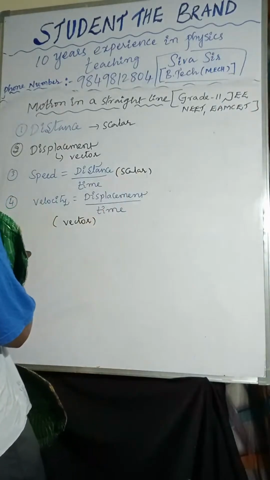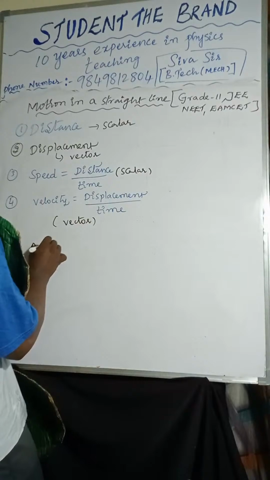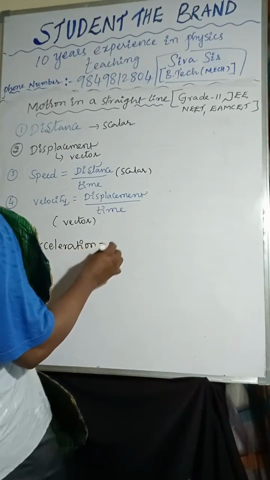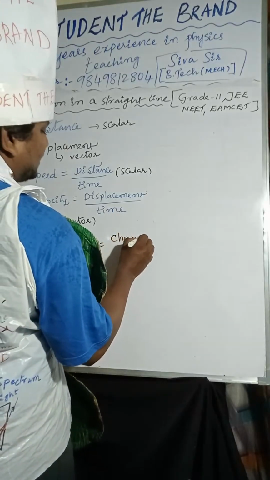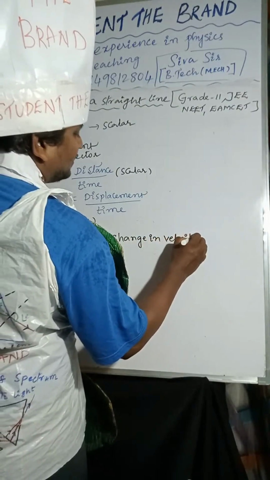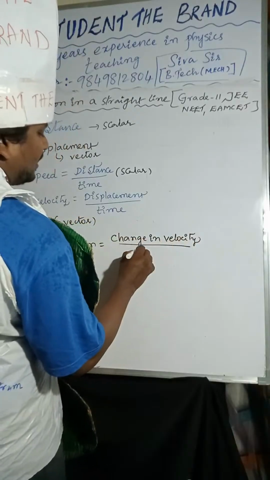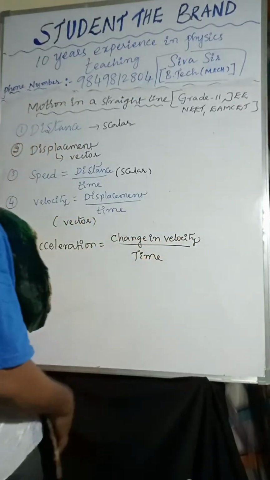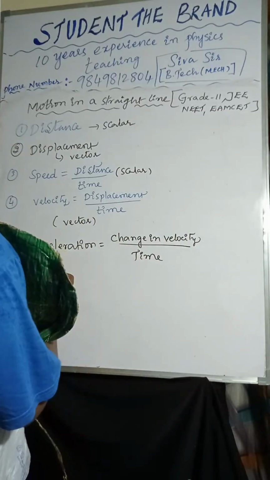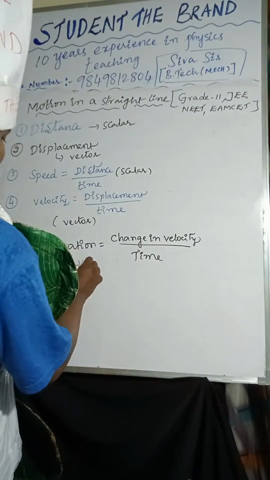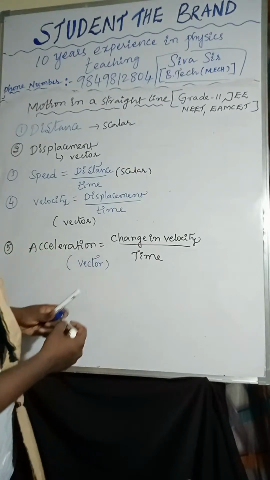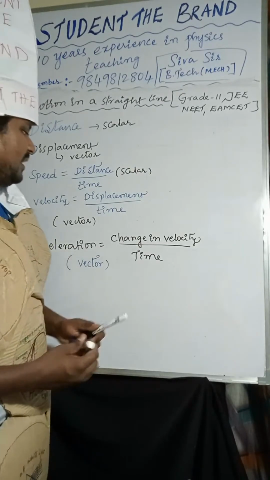Coming to the fifth one, acceleration. Acceleration is nothing but change in velocity by time taken. Acceleration is a vector quantity. So this is about distance, displacement, speed, velocity, acceleration.